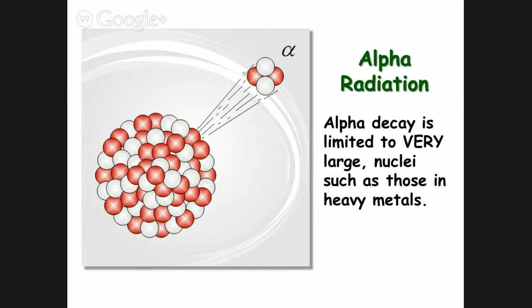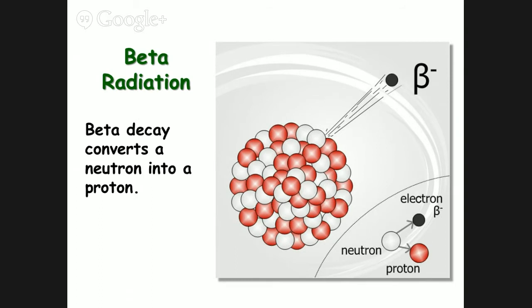Now, alpha decay is very limited to large nuclei, such as those in the heavy metals. And when we're saying heavy metals, basically we're saying the metals that are like in rows 6 and 7, kind of heavy metals. Beta decay converts a neutron into a proton. Literally, a neutron is an electron and a proton fused together. Well, going in the opposite direction, that neutron broken apart, the neutron turns into a proton, which means the atomic number goes up by 1, and that electron is sent outside of the nucleus in the form of beta radiation.